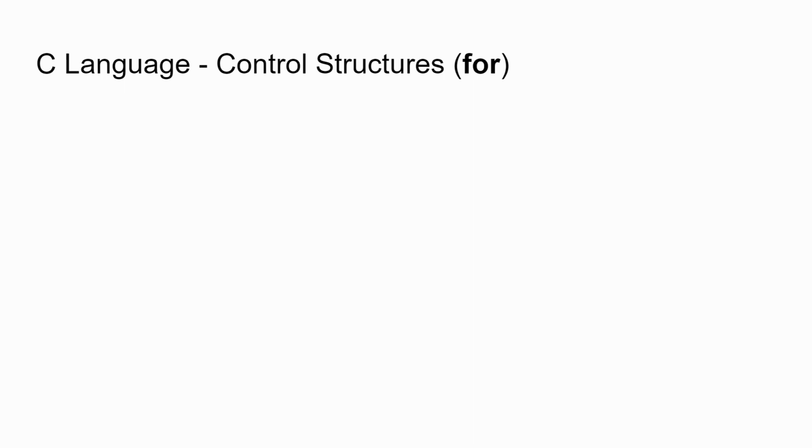Here's an example of a for loop expression. This will print the numbers 0, 1, 2, each on their own line. This is great because we don't have to write printf 3 times. We can just write it once and put it in a loop. The general form of a for loop can be broken down like this.